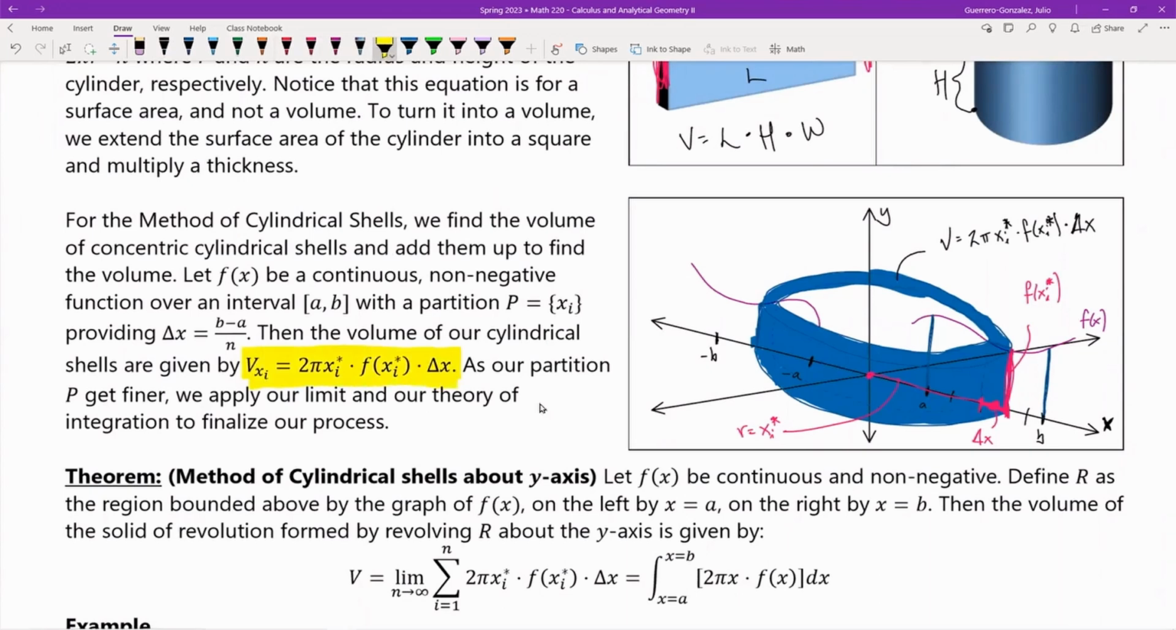Okay. And as we did in previous sections, if we grab all of these smaller volumes of all of these cylindrical shells and then just add them all up, we get our volume. We get the entire volume of the shape. Okay.